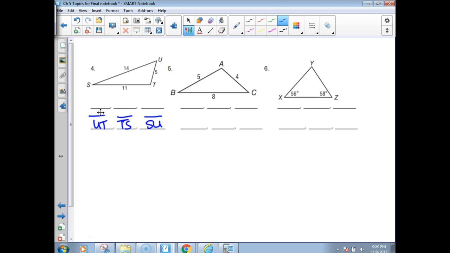All right, now I need the angles. You can just look at the letters. Angle S. Angle U would be in the middle. And angle T would be the biggest. All right, go ahead and do number 5.